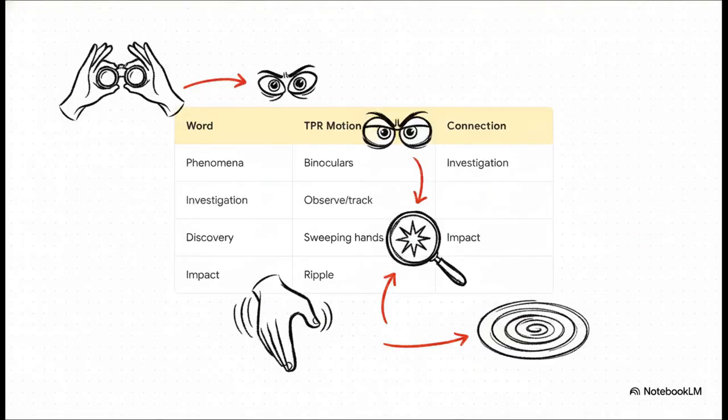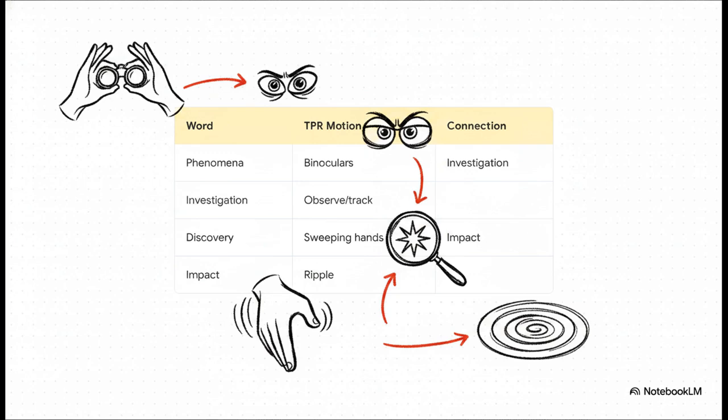And this brilliantly illustrates exactly what we mean. Let's walk through the physical TPR motions you'll use for some key terms. For phenomena, have the kids make binoculars with their hands up to their eyes. For descriptive investigation, have them pretend to observe something and then physically track it with their eyes. Discovery gets a sweeping hand motion like you're revealing something totally new. And impact is a cool ripple motion with their fingers.